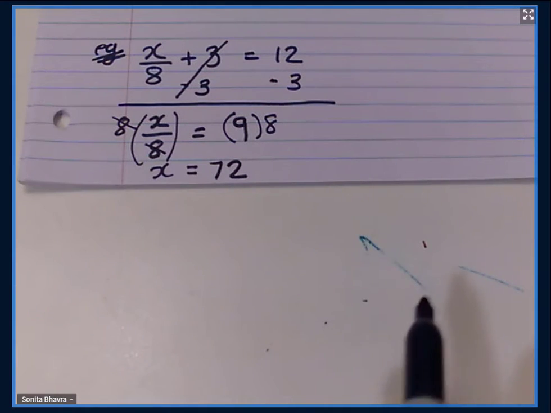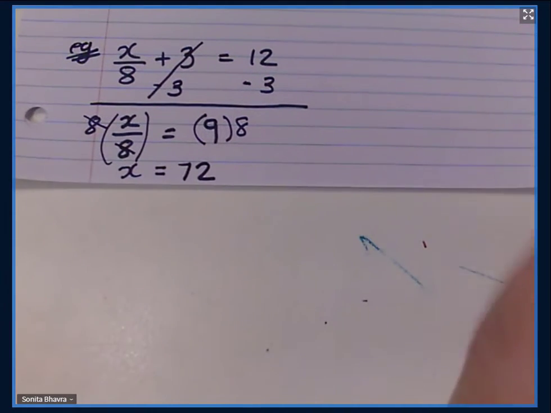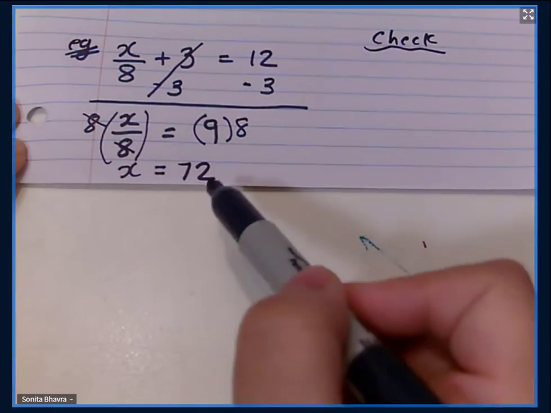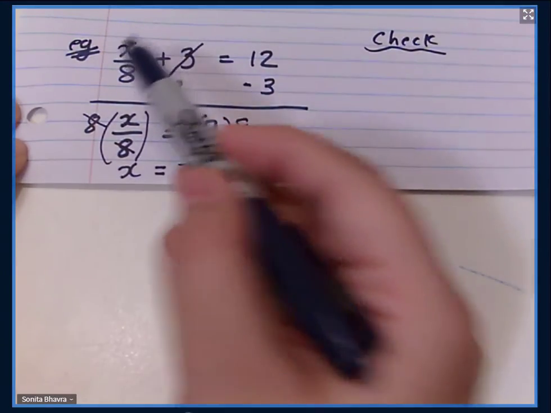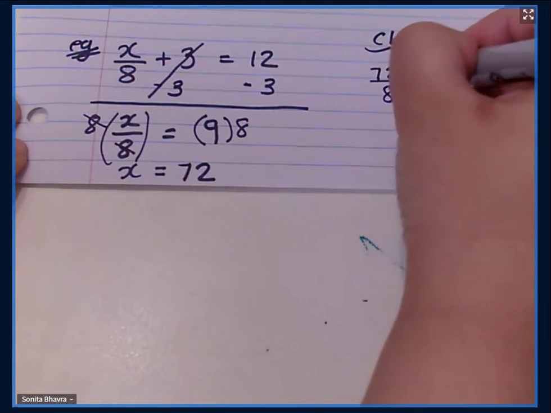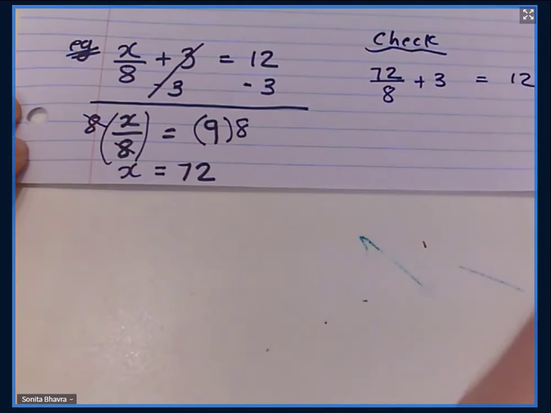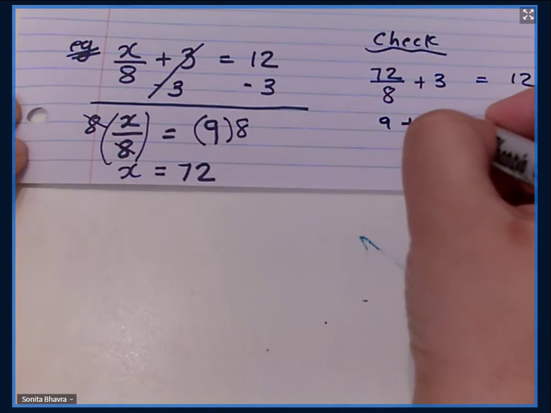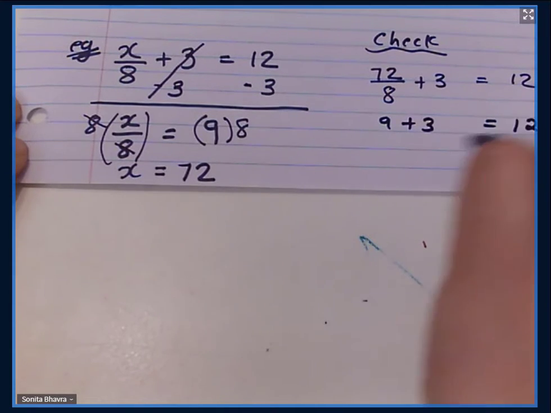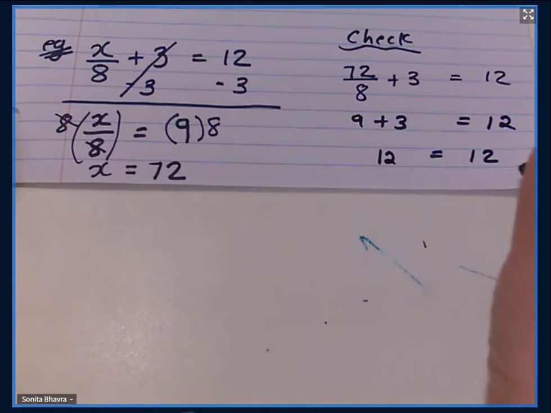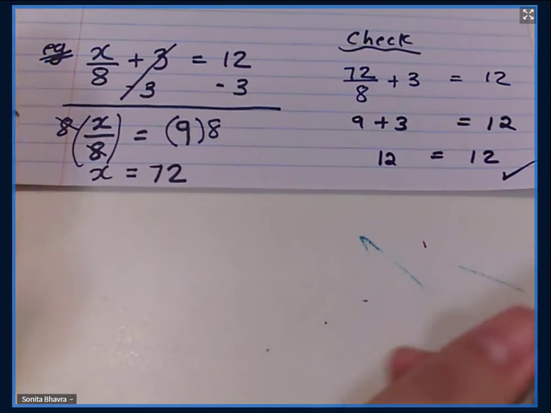And let's do a quick check to make sure that it does work, just by substituting 72 in here for x. So 72 divided by 8 plus 3 has to equal 12. And then 72 divided by 8, 9 plus 3, that has to equal 12. 9 plus 3 does equal 12. So both sides are equal to 12, and therefore it's verified.